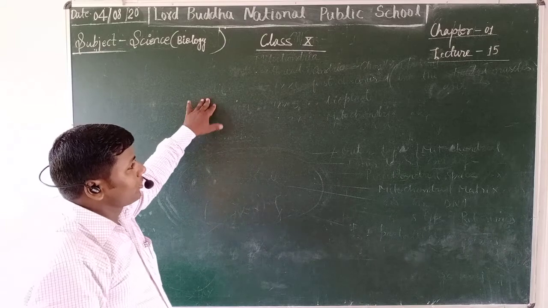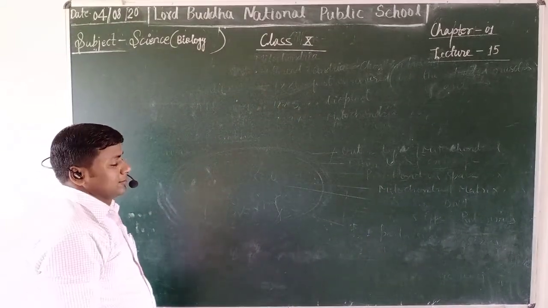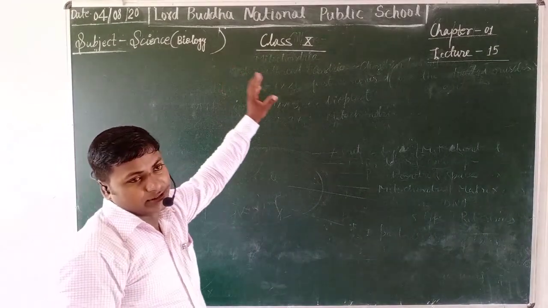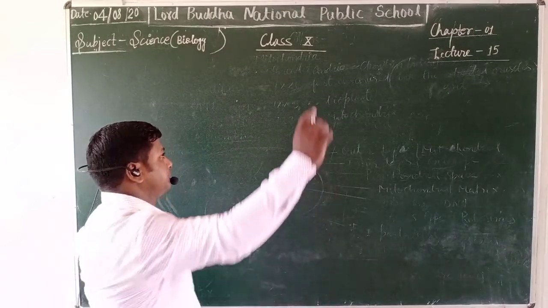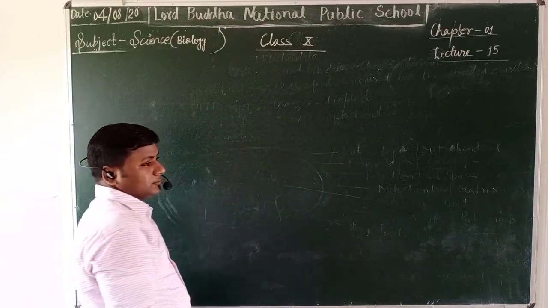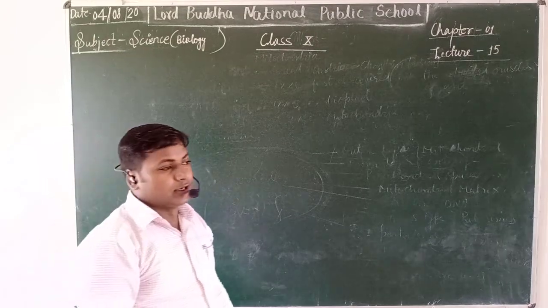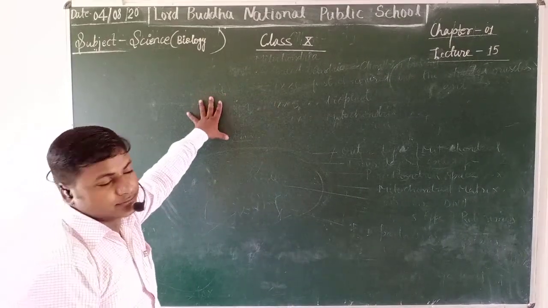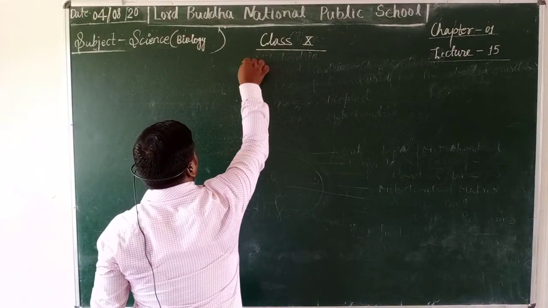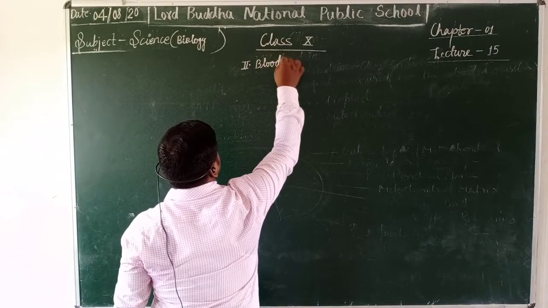Today, in this lecture, we are going to discuss the second part of the transport circulatory system. In the previous lecture, we discussed the blood, lymph, and their types and functions. Now here we are going to discuss the blood vessels.